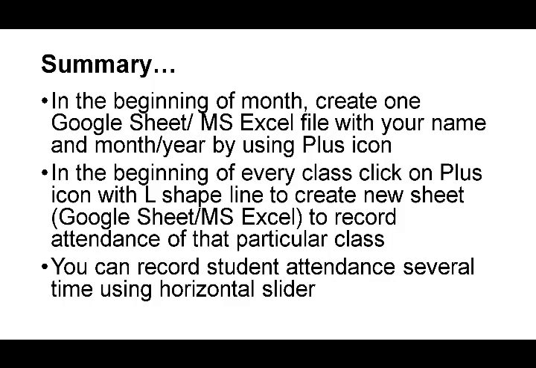In summary, in the beginning of the month, you can create one Google Sheet or MS Excel file with your name and the month and year by using the plus icon. In the beginning of every class, click on the plus icon with L-shaped line to create a new sheet to record attendance of that particular class. And at last, you can record a student attendance several times in a class using the horizontal slider, by flip off and flip on of the horizontal slider. You can record a student attendance several times.